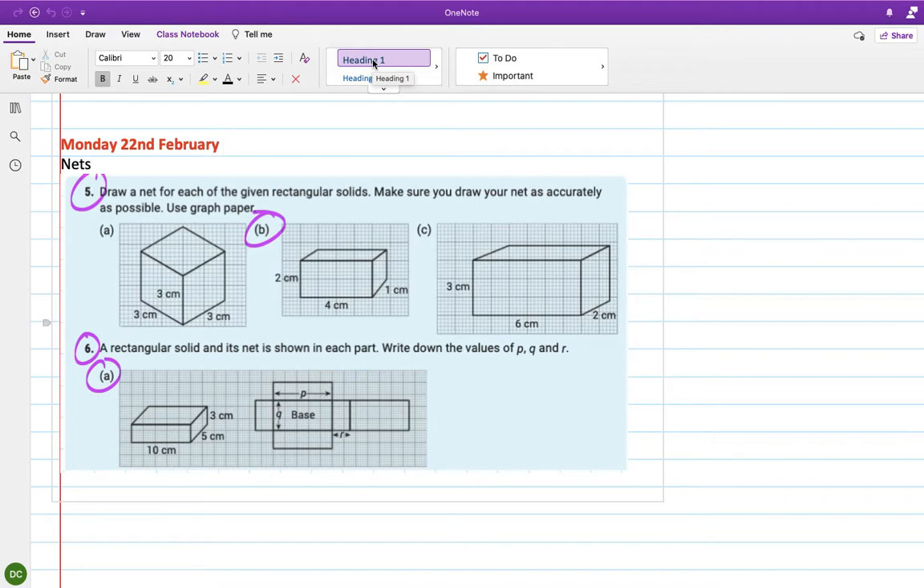We will start by having a look at Monday's homework. Okay, so the first one: draw a net for each of the given rectangular solids. Make sure you draw your net as accurately as possible using graph paper.